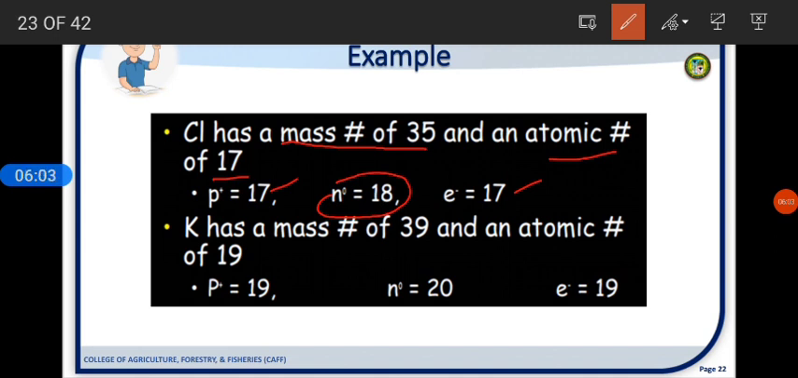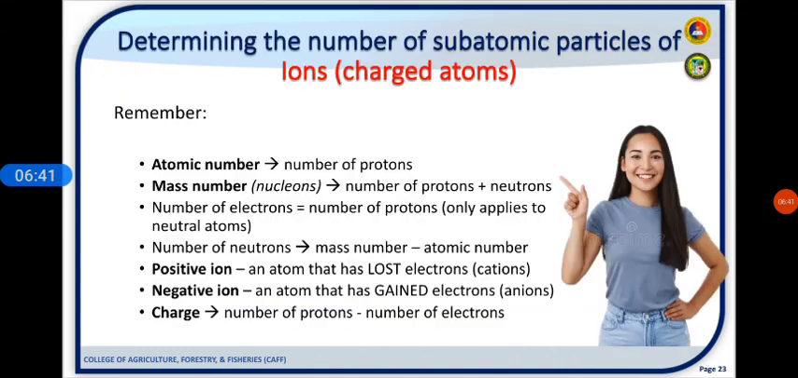Now, we have K, or potassium. It has a mass number of 39 and an atomic number of 19. Okay, since the atomic number is 19, therefore potassium has 19 protons and 19 electrons. Okay, and how are you going to compute for the number of neutrons? Again, use the formula mass number minus atomic number. So 39 minus 19 is equal to 20. It's easy, right?